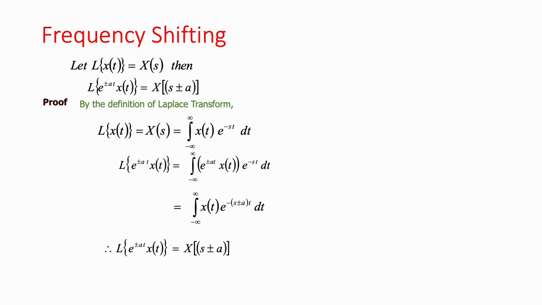Now, the Laplace transform of x of t. Write down the definition first. All of you know the Laplace transform formula. Then, instead of x of t, we substitute the frequency-shifted signal, e to the power plus or minus at times x of t, wherever x of t is present in the formula. Now, combine both exponential terms as shown here: integral of x of t e to the power minus s plus or minus a times t dt.